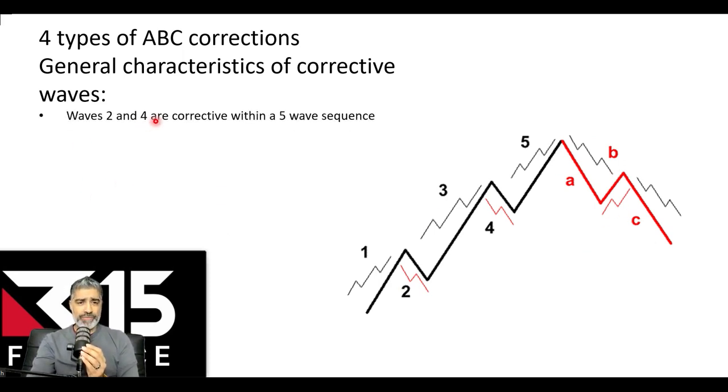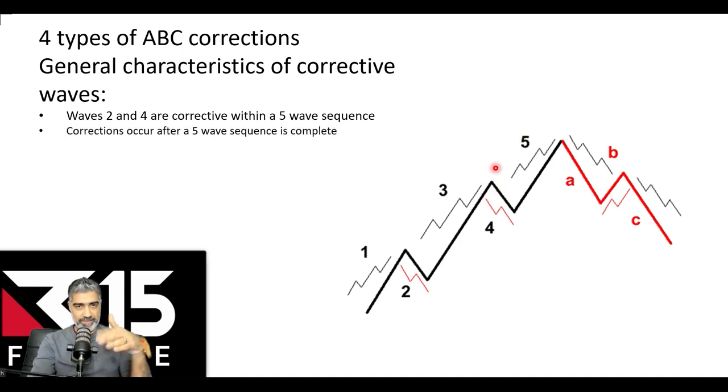Wave 2s and wave 4s are correctives within 5 waves. So this wave down here, wave 2 and wave 4, are actually micro corrections within this impulsive wave. Very important to know, because sometimes you'll see these patterns unfold and you might be trying to buy at the top here, but you can wait for down here and you'll get some, especially micro caps, make a big difference.